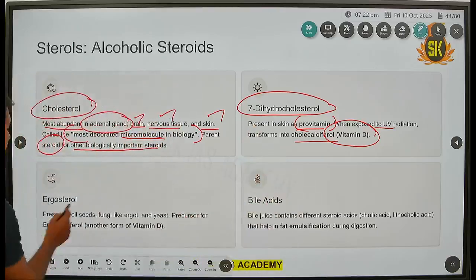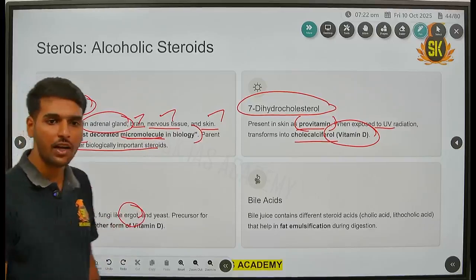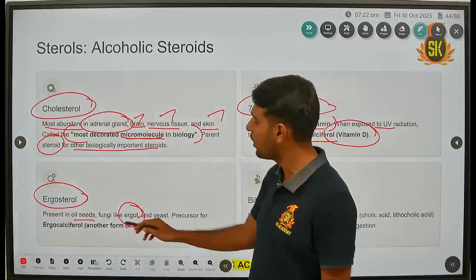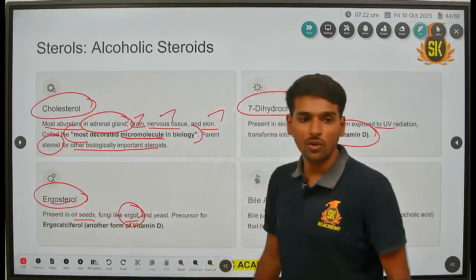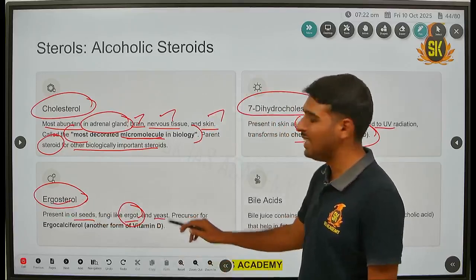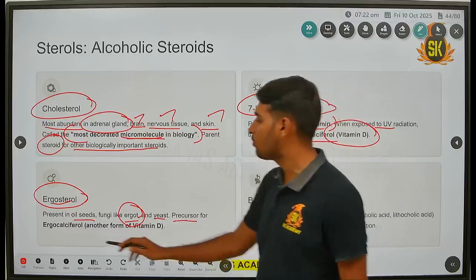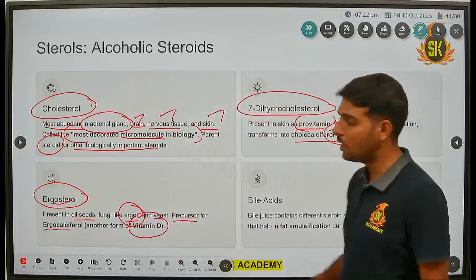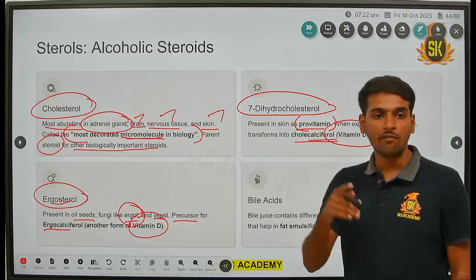Now ergosterol is present in oil seeds, fungi like ergot. What is a fungus like ergot? Ergot is a fungal disease. So when this fungal disease is caused, it produces ergosterol, and also by yeast. Yeast is again a fungus. It is a precursor of ergocalciferol, another form of vitamin D. Whenever you get this name, calciferol, you have to understand it is vitamin D.